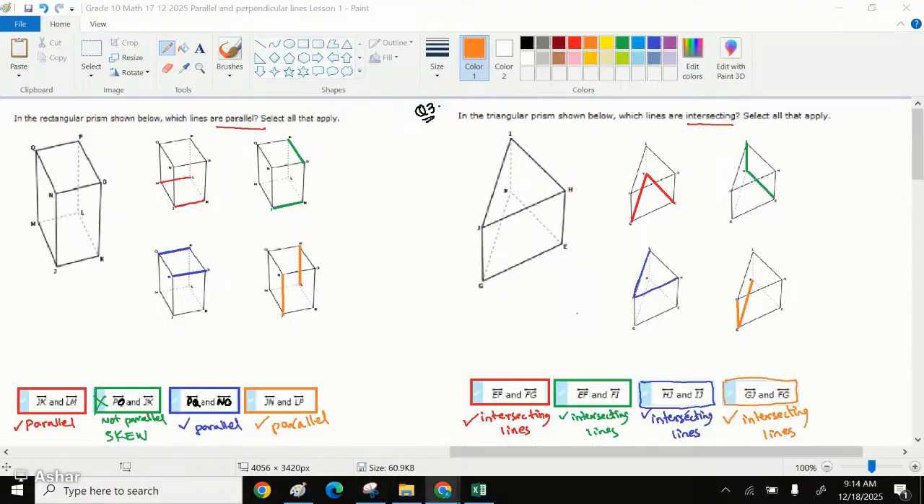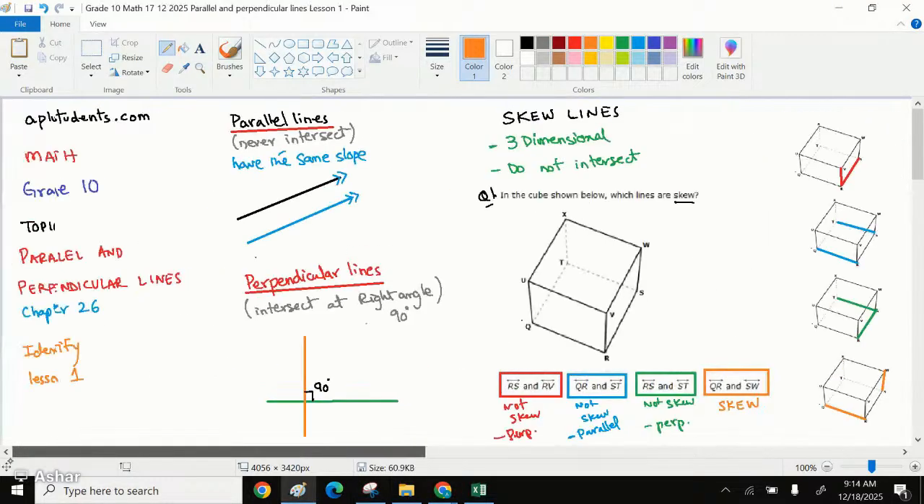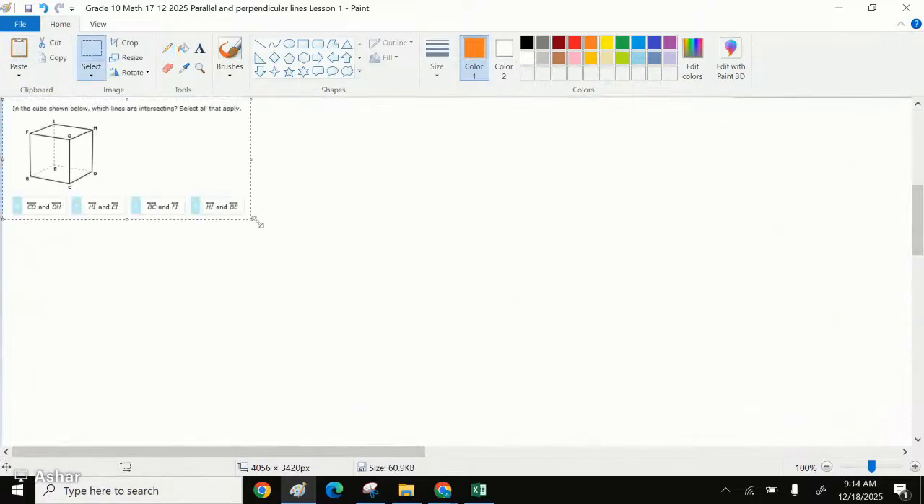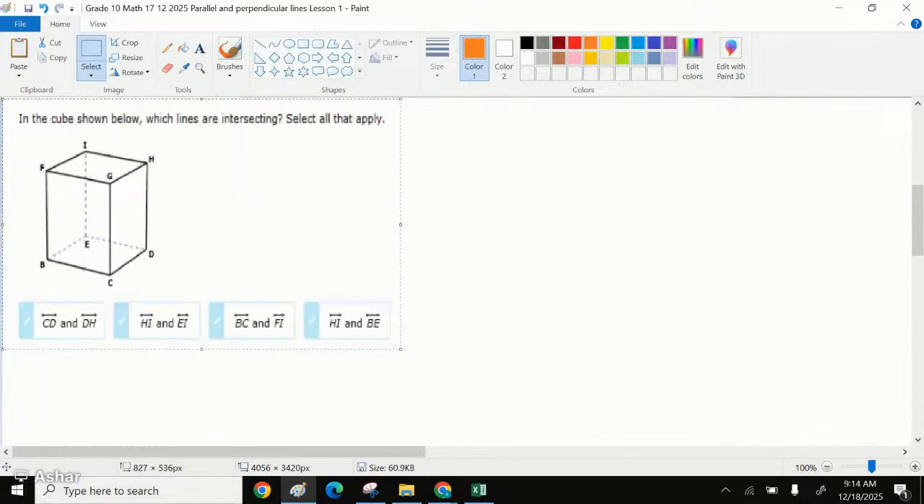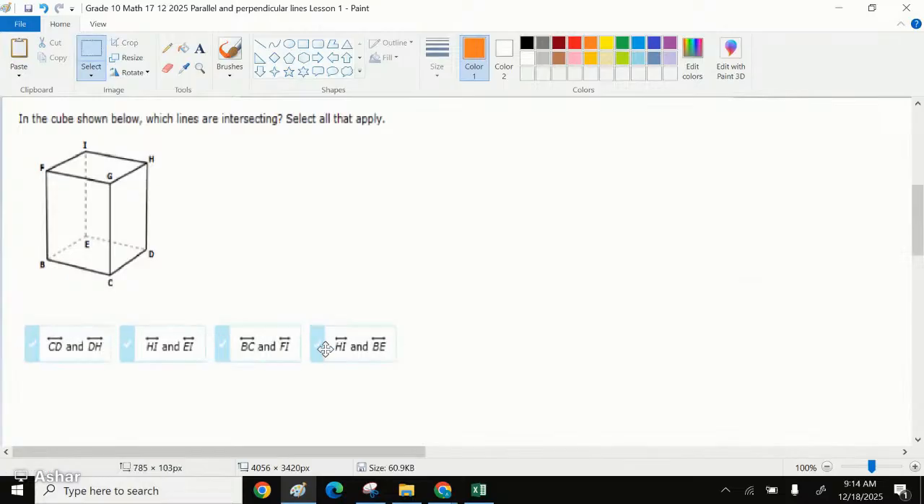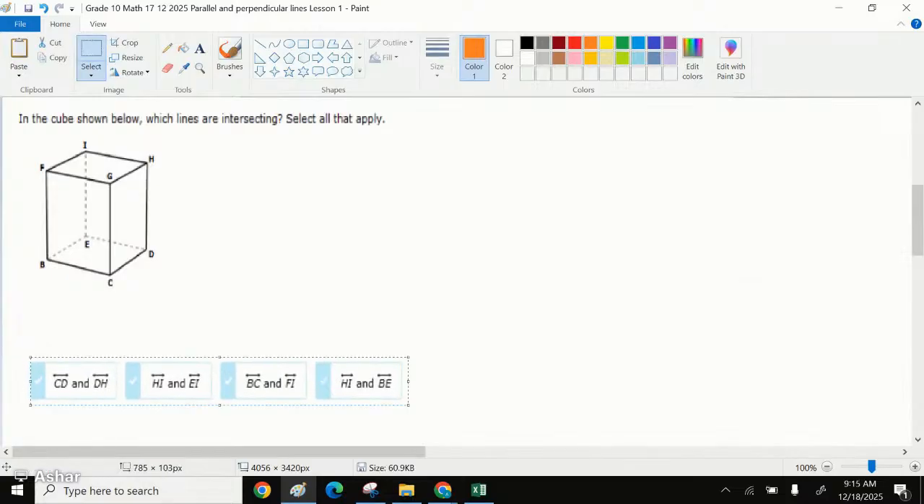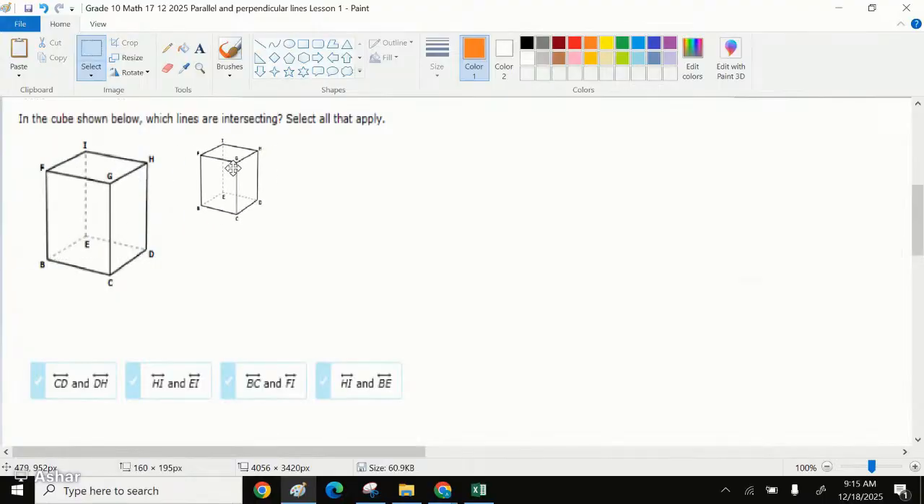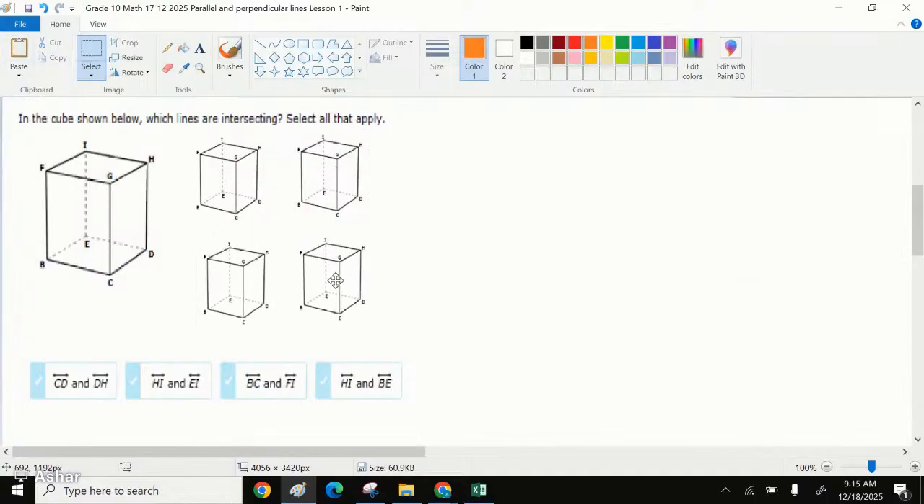Copy this and we continue with the question over here. The question says, in the cube, which lines are intersecting? So let's make a copy of this so that we do not use the main diagram. Since there are 4 options, we'll use 4 copies: 1, 2, 3 and 4.